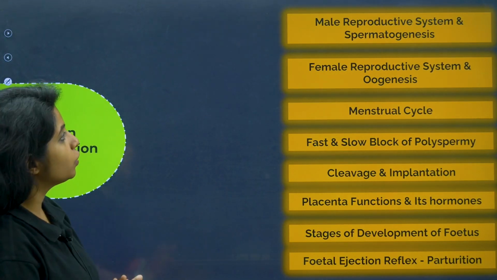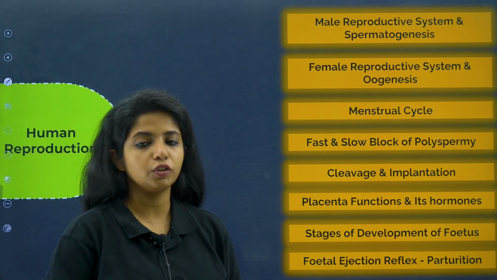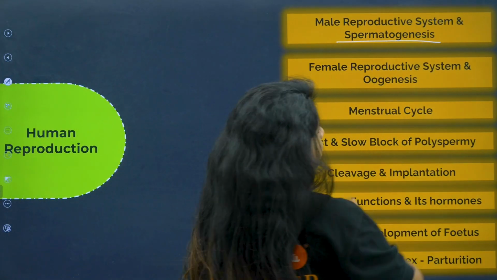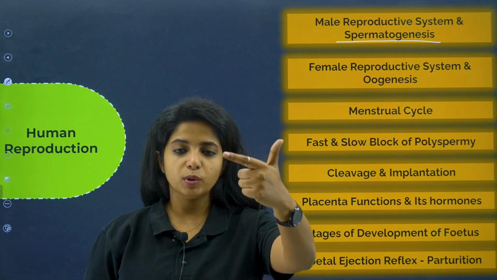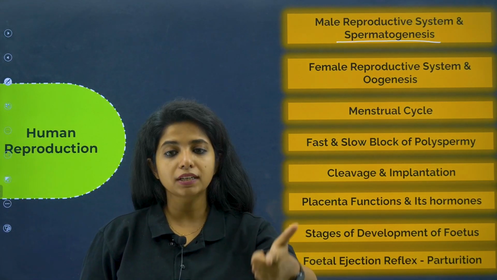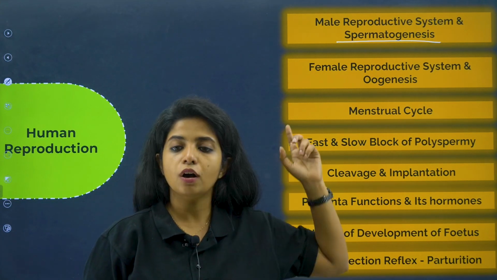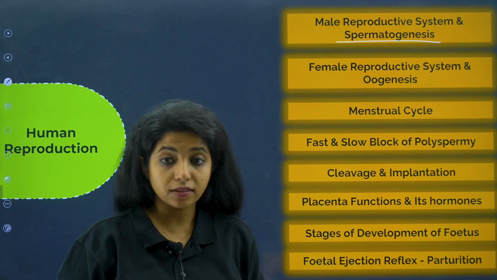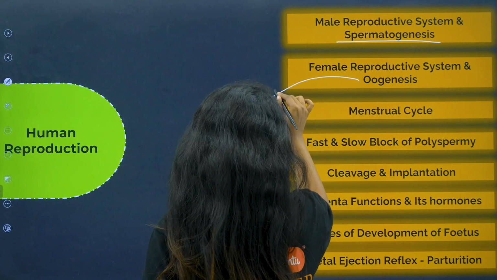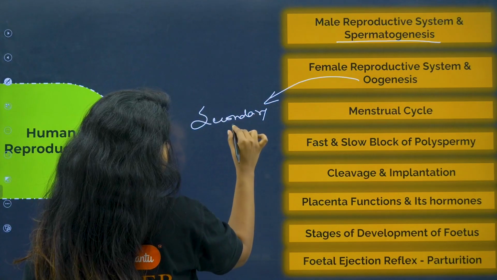Now in human reproduction, my dear children, the male reproductive system and spermatogenesis are really important. You might be asked to draw the schematic representation of spermatogenesis, where the cells are being divided: primary spermatocyte, secondary spermatocyte, spermatids, then spermatozoa, and then spermiation happening. Now the female reproductive system, again the picture can be asked. In oogenesis, you might be asked the structure and the schematic representation as well. Mainly the questions come around the secondary oocyte, my dear children.